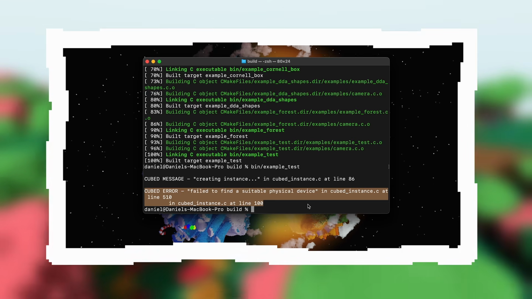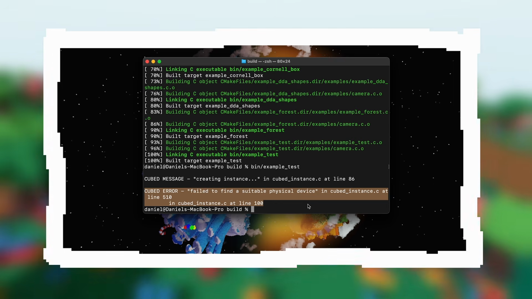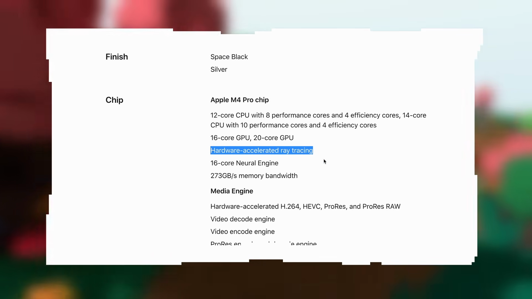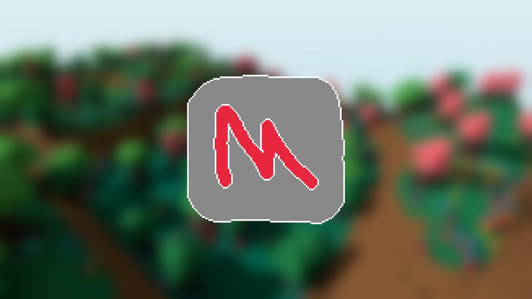The issue is that my MacBook reports that it doesn't support hardware ray tracing, which my engine relies on. I was confused at first, since Apple's M4 chip was specifically advertised to support this. But digging deeper, I found that hardware ray tracing is only supported on Metal, Apple's graphics API.